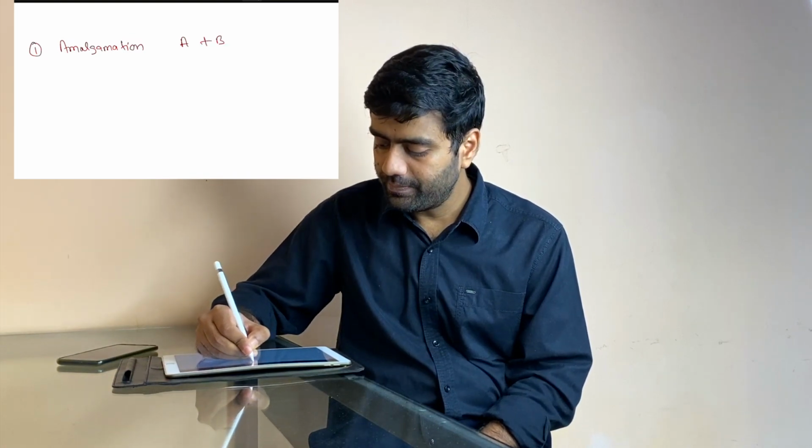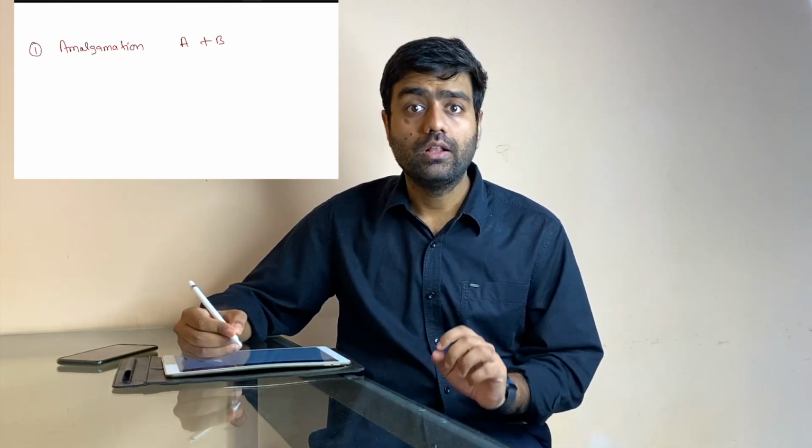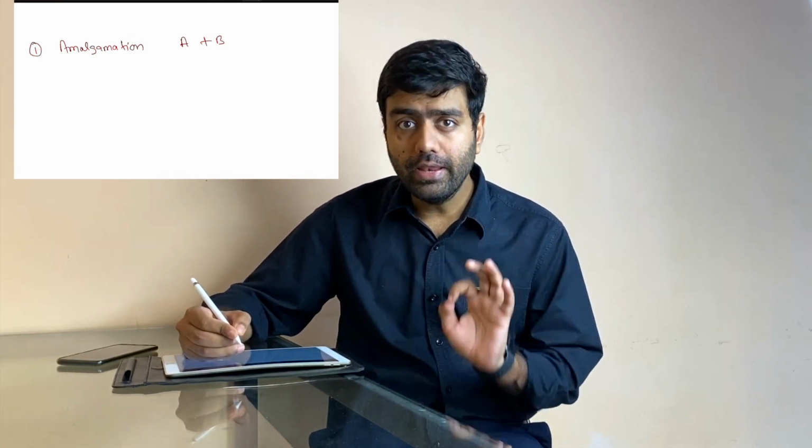Here we go. So, guys, let's start with the first term called amalgamation. What does amalgamation mean? Let's assume that there is one company called A, there is another company called B, and when they get amalgamated into each other, they form a totally new entity called C. So A plus B is equal to C.